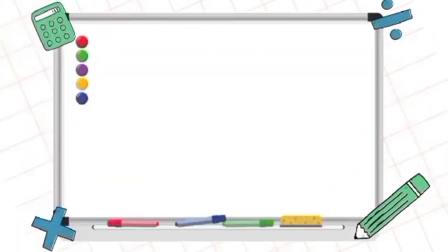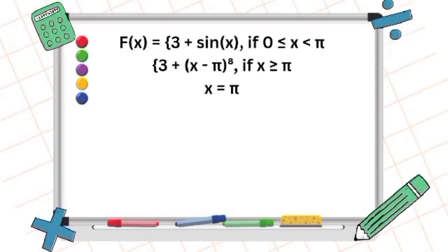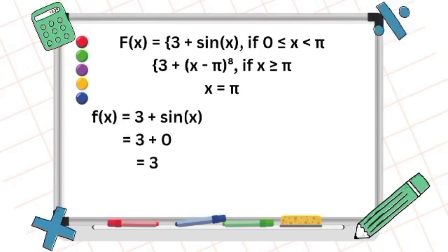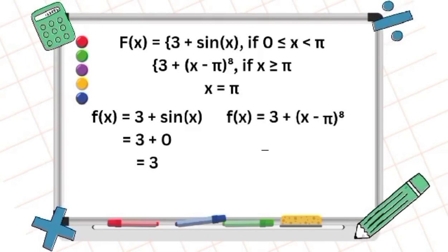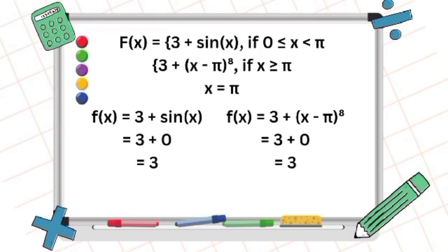Create a piecewise function where f of x is continuous at the point x equals pi. So now we have the piecewise function: f of x equals 3 plus sine x if 0 is less than or equal to x and x is less than pi, and 3 plus (x minus pi) raised to 8 if x is greater than or equal to pi. Let us solve 3 plus sine pi, which is 3 plus 0, equal to 3. Now let's move on to the second condition, 3 plus (x minus pi) raised to 8. 3 plus (pi minus pi) raised to 8 is 3 plus 0, equal to 3.